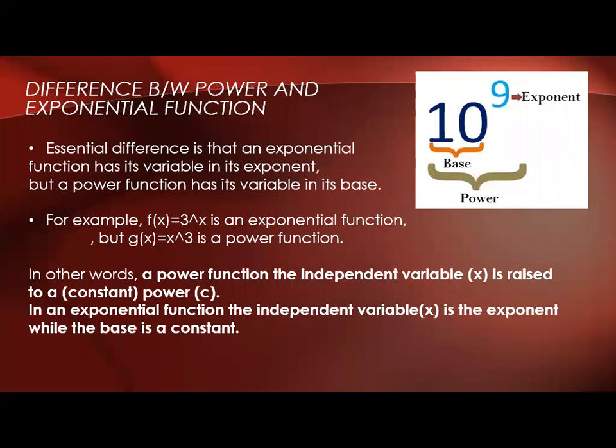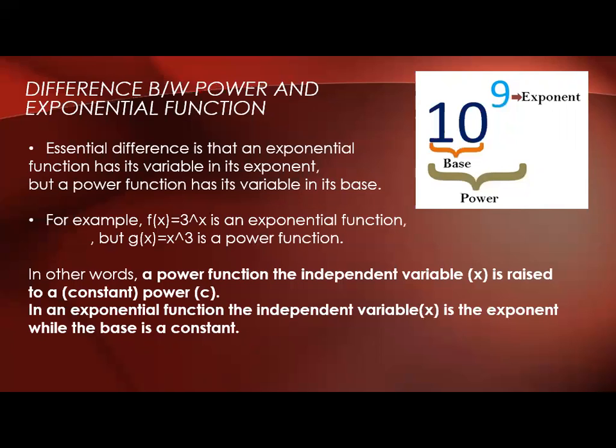And the difference between power function and exponential function. For people who have already seen the power function in our series, there may be a little confusion about the difference between the power and exponential function. So here we will see the major difference. The essential difference is that the exponential function has its variable in its exponent. If you want to recollect what the power base is, you can see in the diagram: here 10 is the base and 9 is the exponent, and 10 power 9 is the total. In our exponential function, whatever values we give as input will go to the exponent, whereas in the power function the input will be the base.